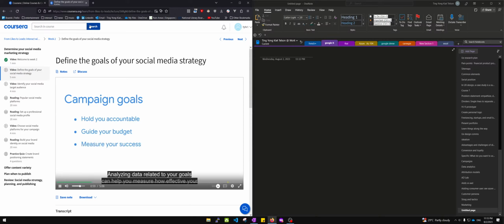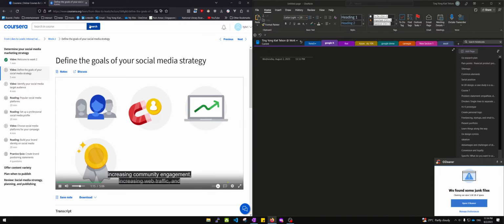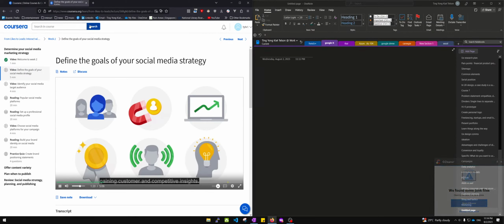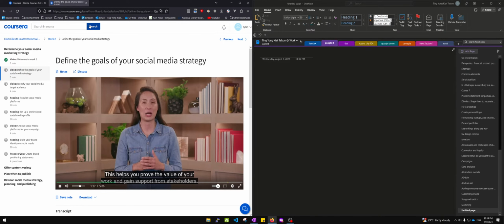Analyzing data related to your goals can help you measure how effective your efforts are and identify areas for improvement. Common social media marketing goals include building brand awareness, managing brand reputation, sales and lead generation, increasing community engagement, increasing web traffic, and gaining customer and competitor insights. Determining which of these goals to prioritize in your strategy depends on the goal of your business. Social media goals should align with your company's overall marketing objectives. This helps you prove the value of your work and gain support from stakeholders.